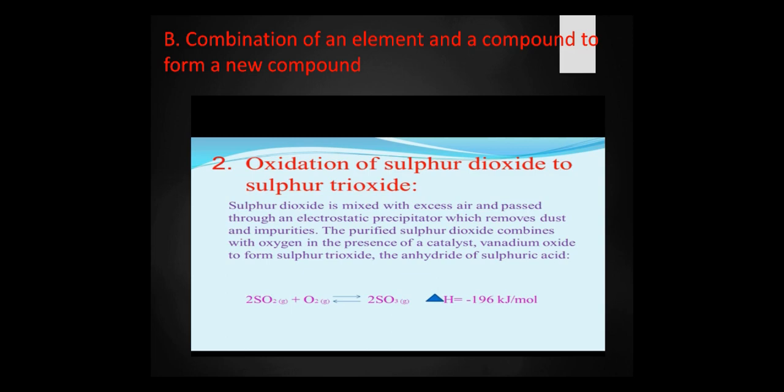Then ferrous chloride also combines with chlorine to give ferric chloride. Phosphorus trichloride combines with chlorine to form phosphorus pentachloride.